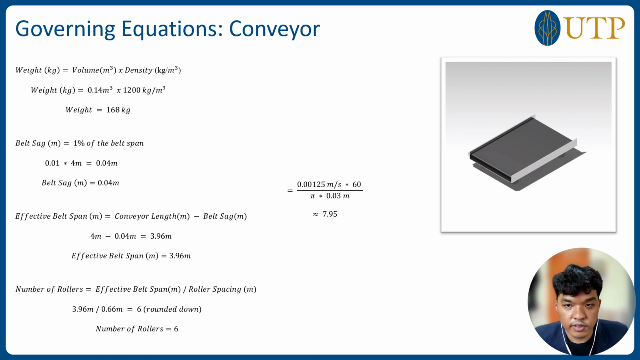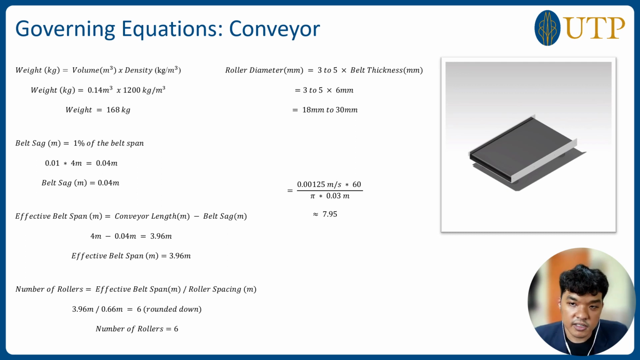Now moving on to the number of rollers. The formula is effective belt span divided by roller spacing. After inserting the values, the number of rollers we get is 6 after rounded down. Next, the roller diameter. For roller diameter, we need to choose a roller diameter that is 3 to 5 times the belt thickness. So the formula that we use is 3 to 5 times the belt thickness. After calculations, the value that we get is 18 millimeter to 30 millimeter.